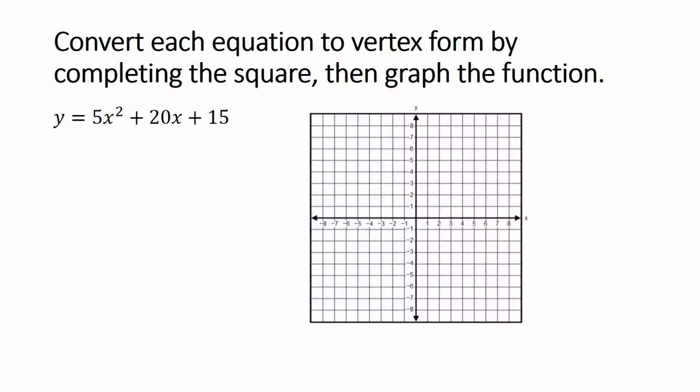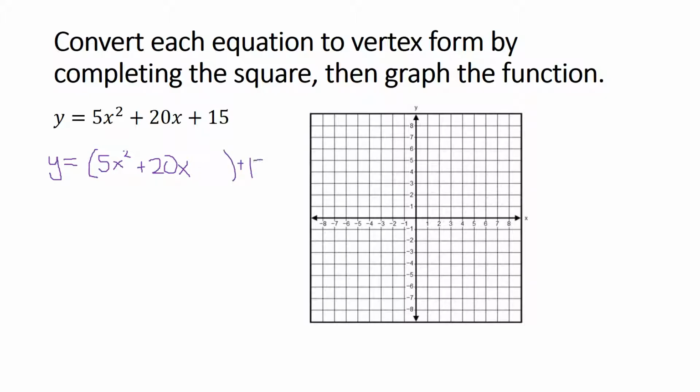Complicated because we have the 5x squared. So let's walk through a couple of these problems where you have to take care of that coefficient in front of x squared. The first step is going to stay the same. All we're going to do is bump that 15 to the outside. So I've got 5x squared plus 20x. And then I've got the 15 on the outside.